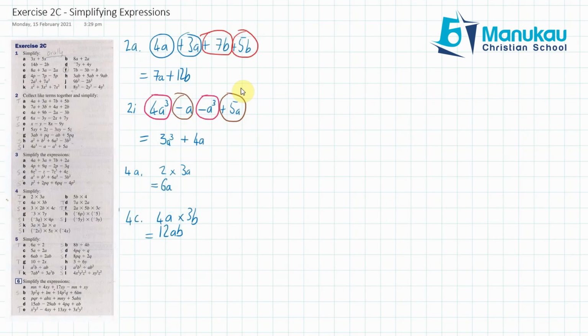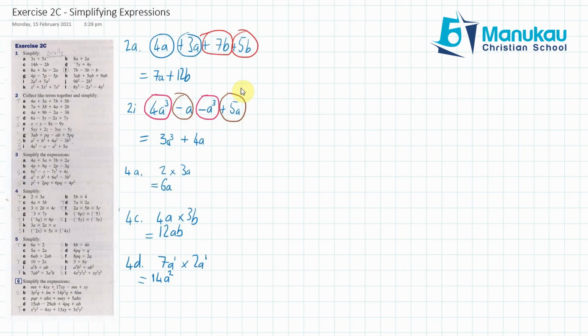Alright, I will also do 4d, because this is where some of you might get a little bit confused. We've got 7a multiplied by 2a. Now the coefficient is just going to be 7 times 2, so that will be 14. But we've also got a times a. Now we know using our index laws that we've got a to the power of 1 times a to the power of 1, so that ends up being a squared.